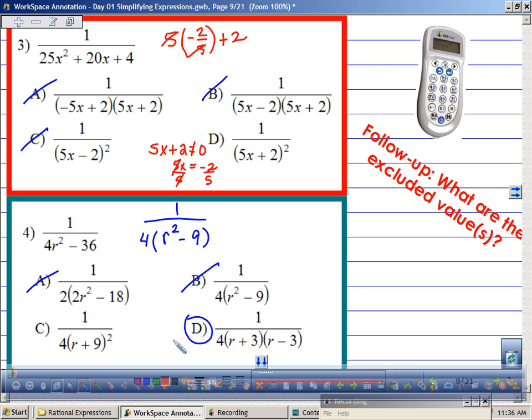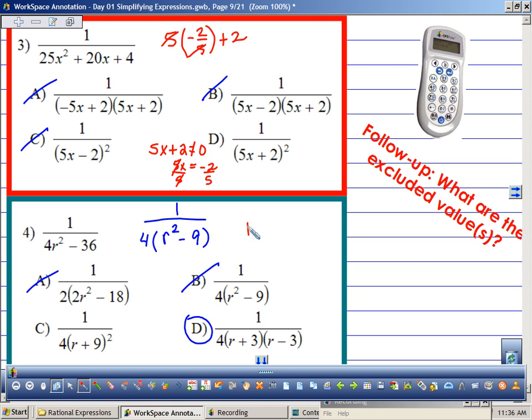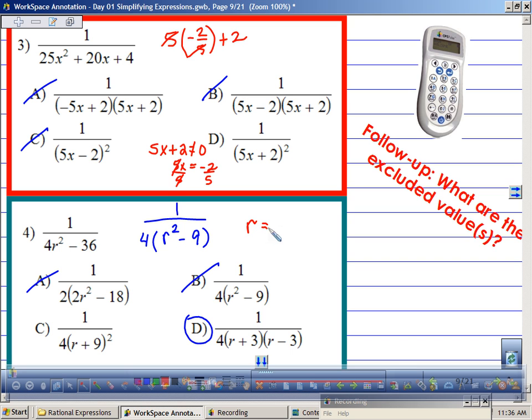So what about this one? What can r not be? Not just 3. r can't be 3 or negative 3 because it's squared. If r was negative 3, what would that make? 9, and 9 minus 9 is 0.